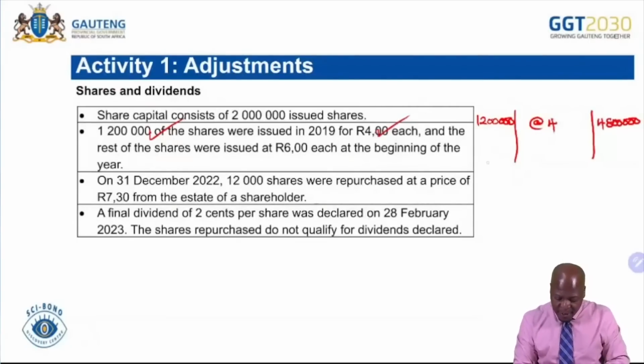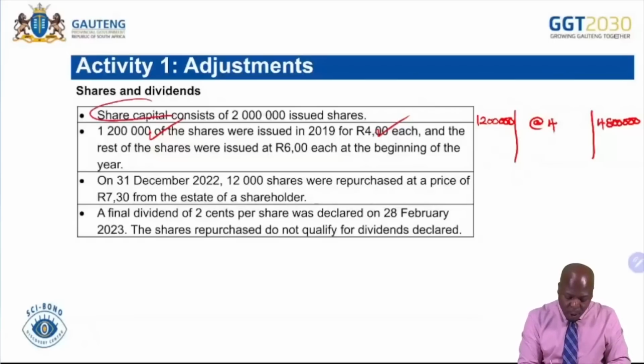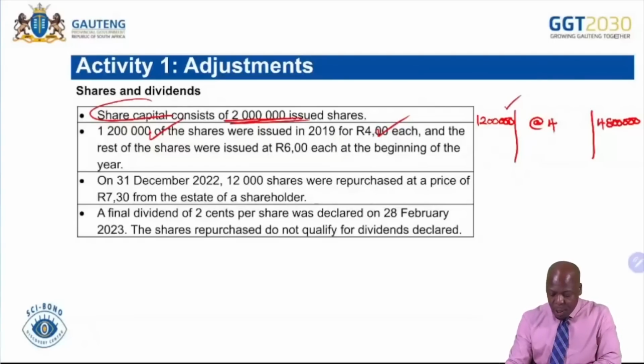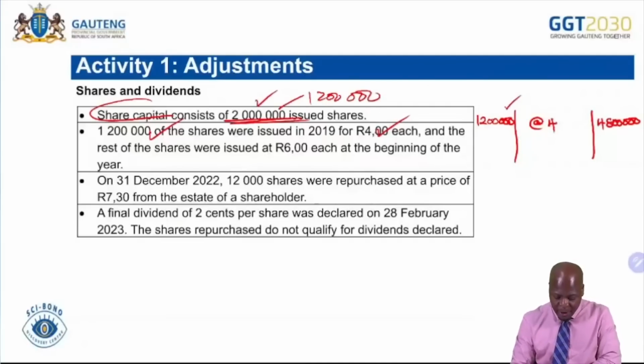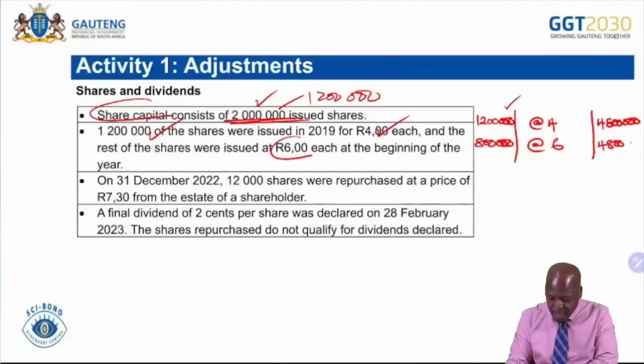This is why they say it here. And the rest of the shares, because the share capital consists of 2 million, so the 1.2 was issued at 4 rand, and the rest of the shares make it 2 million. So in other words, I'm saying 2 million minus the 1.2 to give me now 800,000. So I'm going to come here and issue the 800,000 shares, which were then issued at 6 rand. That will give me again another 4.8 million.